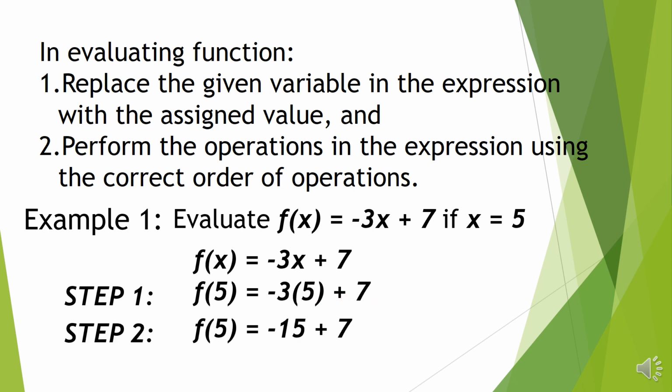Then perform the operations. So negative 3 times positive 5 is equal to negative 15. Copy positive 7. Then negative 15 plus 7 is negative 8. So in evaluating f of x, if x is equal to 5, the answer is negative 8.